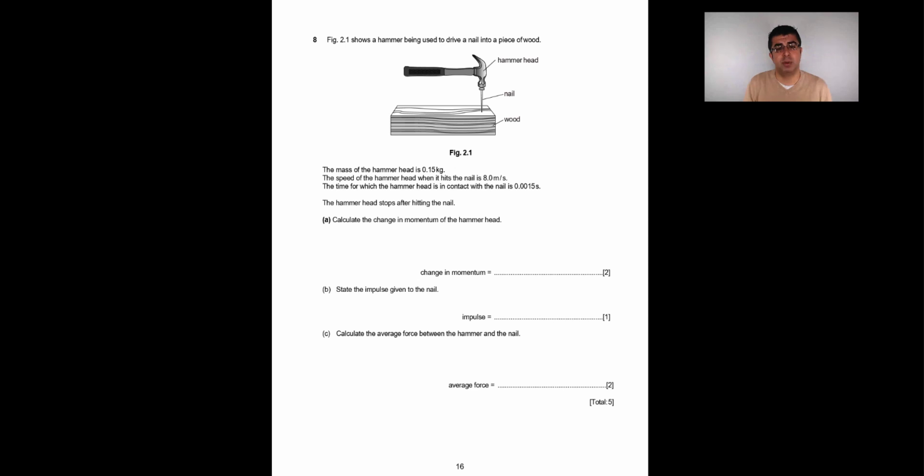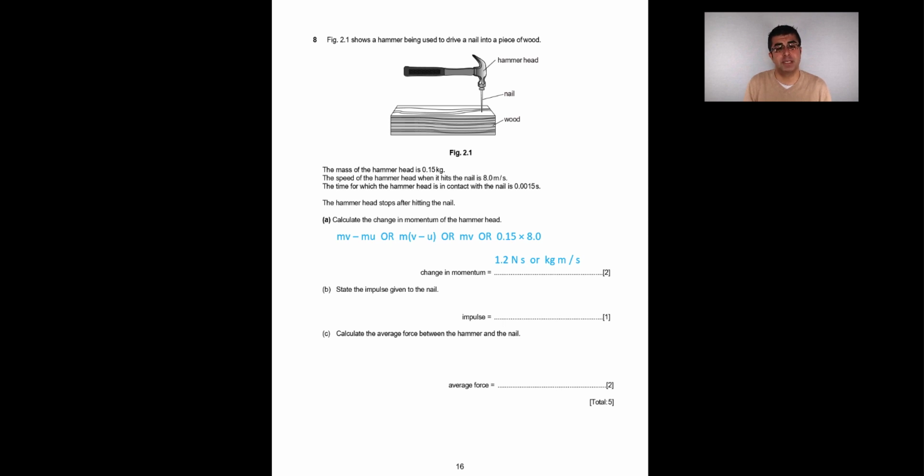Calculate the change in momentum of the hammerhead. Remember, change in momentum is final momentum minus initial momentum. Well, initially it wasn't moving. So you've got mv minus mu. So the mass of the hammerhead is 0.15 and the speed with which it hits is 8. So the change in momentum is 1.2 Newton seconds or 1.2 kilogram meter per second. Even if you get minus 1.2, the mark scheme doesn't seem to be concerned by the negative. So whether you left it as negative or positive, they don't seem to be too bothered.